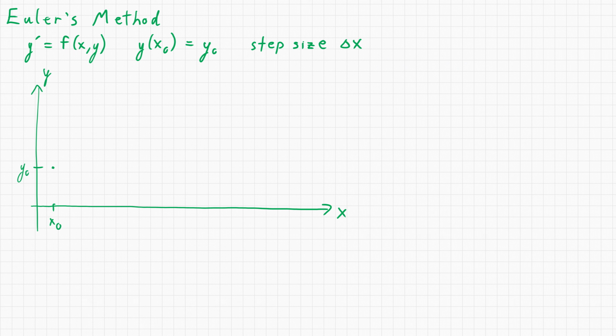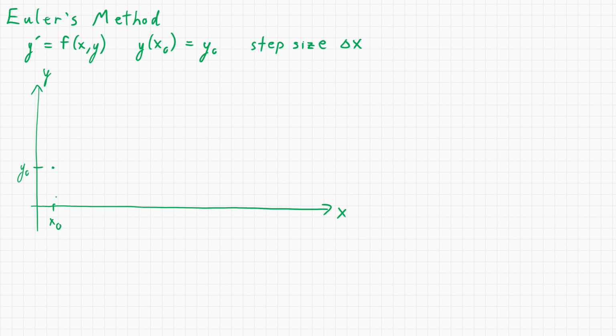This is an explanation on how Euler's method works. So the idea is you're given a differential equation, y prime equals f of x comma y, and you're also given, this is an initial value problem, so you have y at x sub 0 is equal to y sub 0, and you're given a step size that's delta x, sometimes it's written as h. So the idea here is you kind of just follow the direction field.